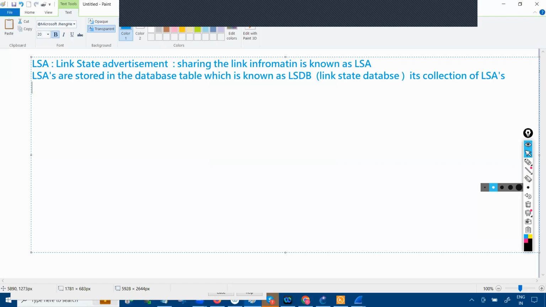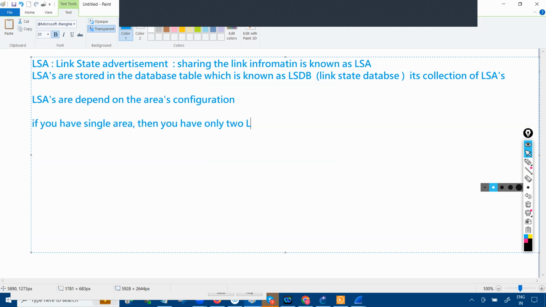So LSA is a Link State Advertisement. The LSDB is a collection of the LSAs we have. We have different types of LSA. LSAs depend on the area's configuration. If you have a single area, then you only have two LSAs.